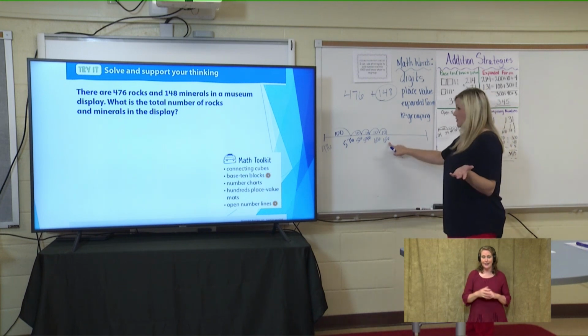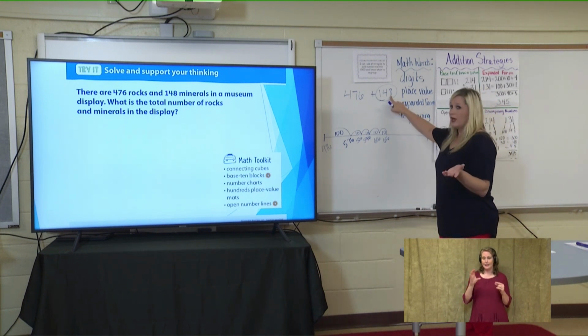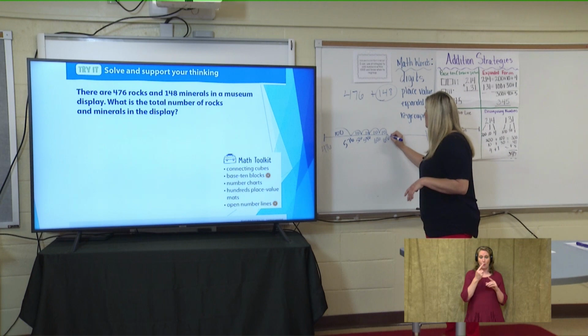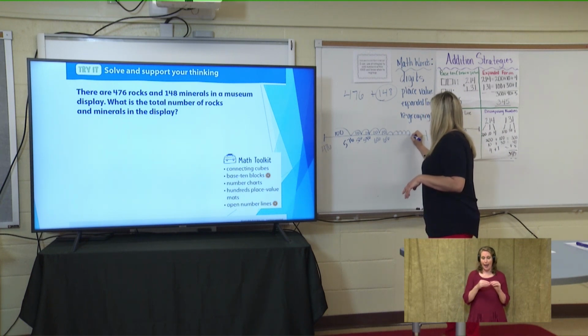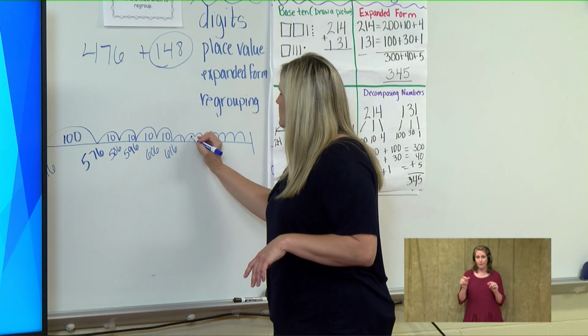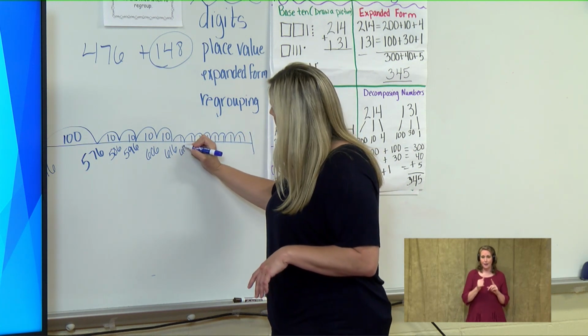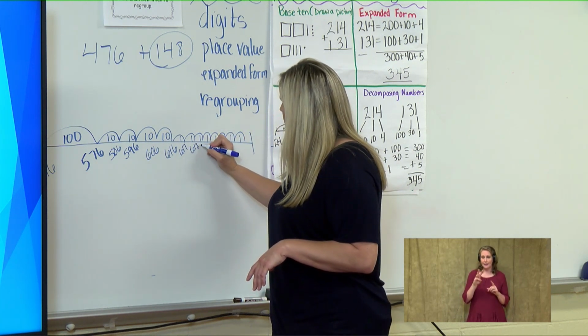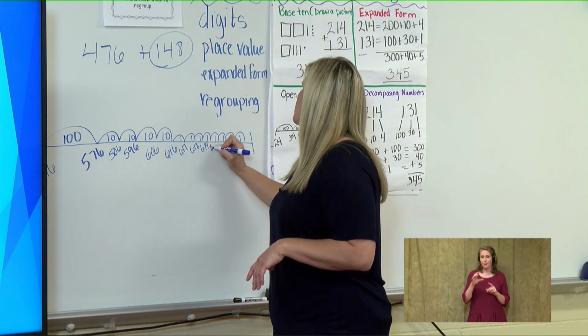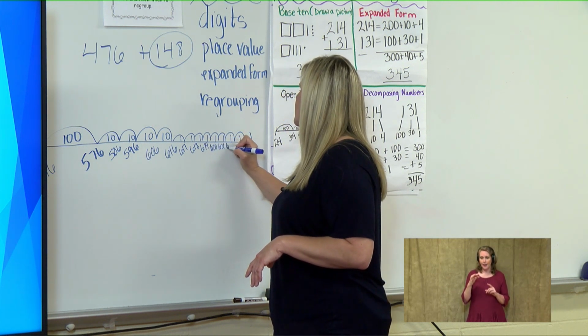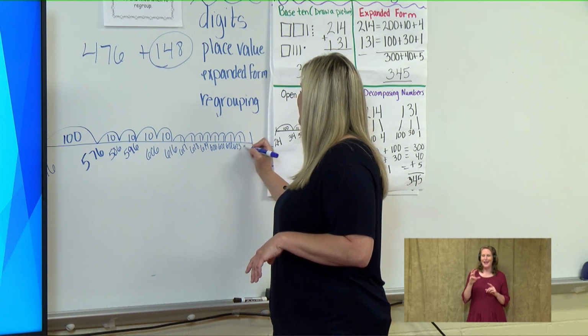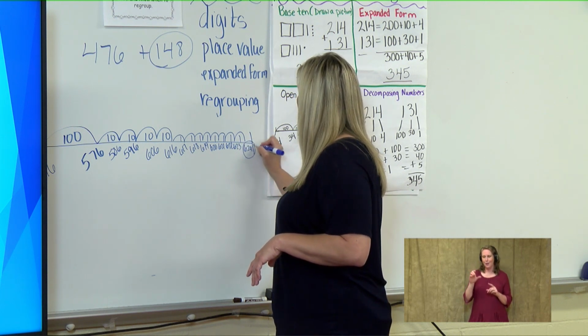So now we're to 616, but we haven't added our ones yet. So now we're just going to jump up with those ones. 6, 7, 8. 1, 2, 3, 4, 5, 6, 7, 8, and then we just count up. 617, 618, 619, 620, 621, 622, 623, and 624.